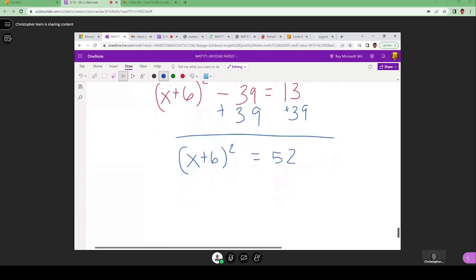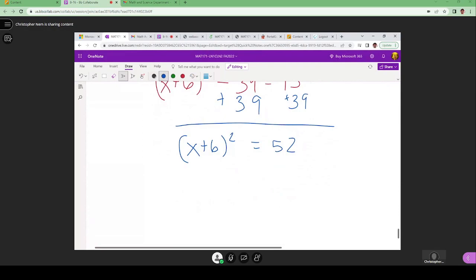Great, 52. Now I have to get rid of this guy right here, the exponent. Well, to get rid of that guy, use square root. But there's a problem. You can't just square root. I only half told you the truth. Let's take an example, square root of 9. We know the square root of 9 is 3.